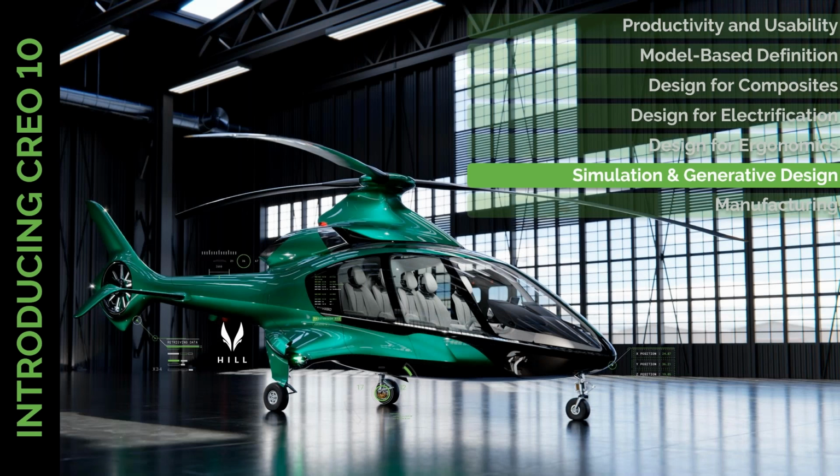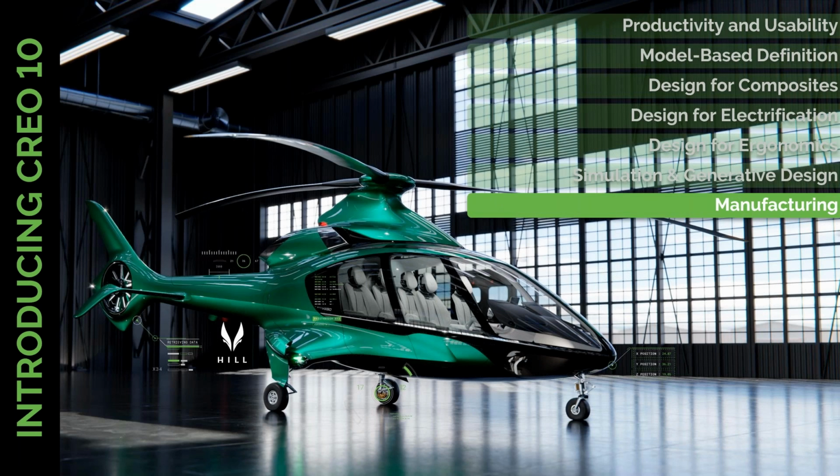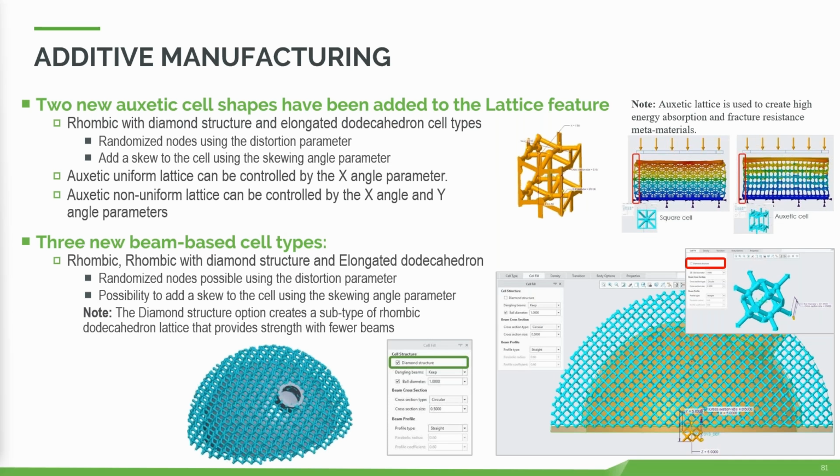So that's simulation generative, and now we'll move on to the last topic of what's new in manufacturing. Okay, so as I said, plenty of additive and subtractive manufacturing inside Creo 10. Additive, there have been lots and lots of changes since the first release of support for additive manufacturing back in Creo 3, where we could send models directly to supported printers. The big thing was in Creo 4, with the introduction of the lattice feature.